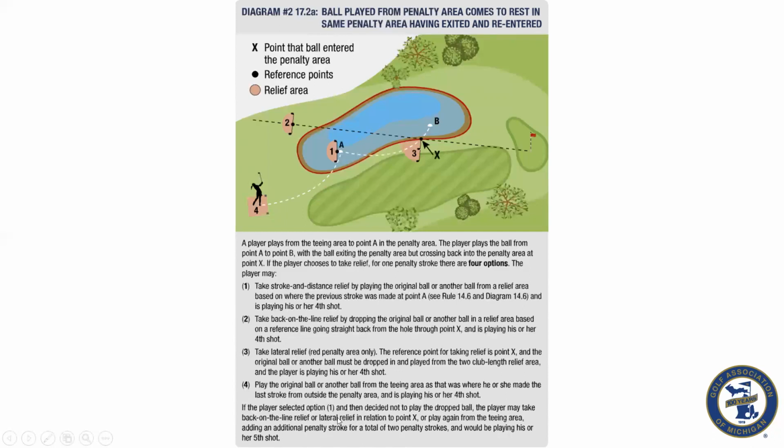And then in that case, the option is still, so in that case, if I'm reading this correctly, the only difference between this one and this one is that obviously the ball comes out, but if we did go back and drop at point A, our reference point would still be X in this. It's not necessarily where we crossed here on this shot. We're gonna still use this X as a reference point.